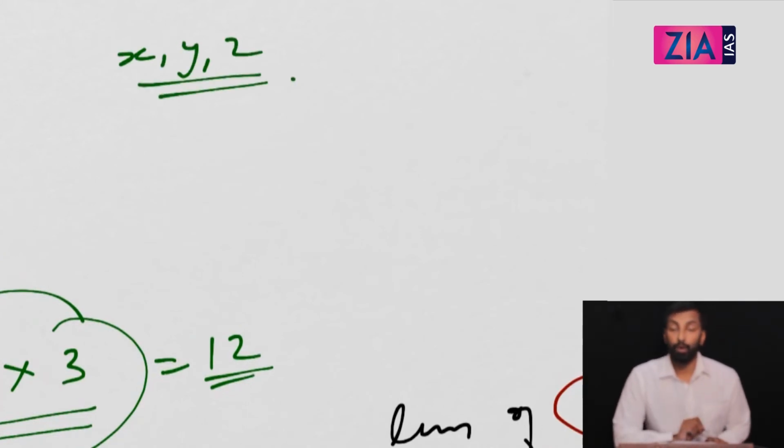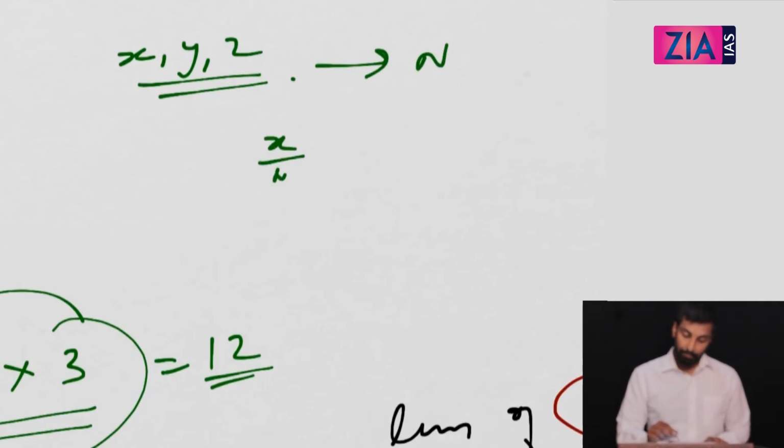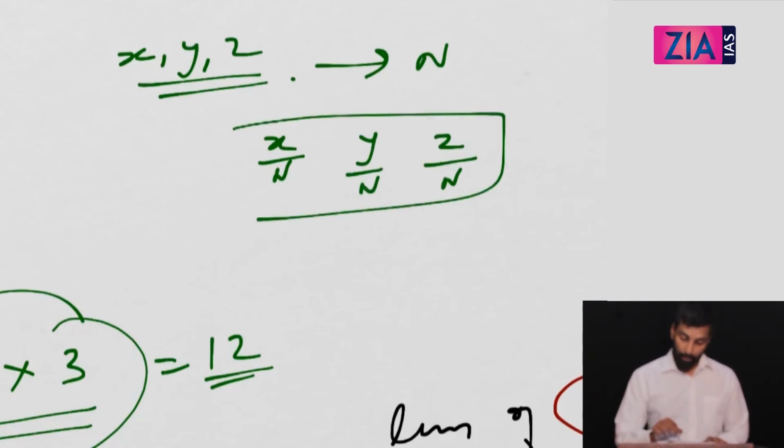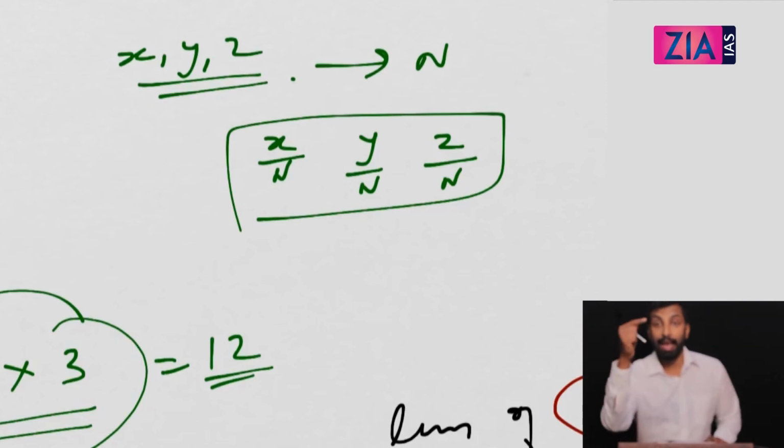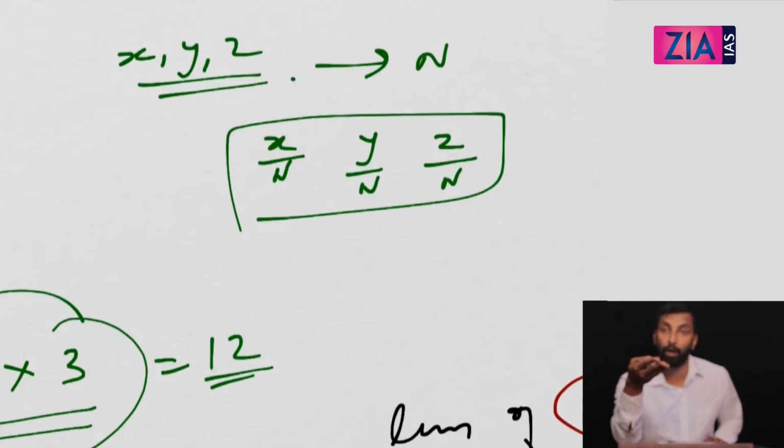Okay, so HCF will be a number, right? With this number, you can divide X, you can divide Y, you can divide Z completely without any remainder. So LCM means LCM is divisible by all the 3. HCF means by using HCF, you can divide all the 3. And is it the only number with which you can divide all the 3? No. This is the highest number.